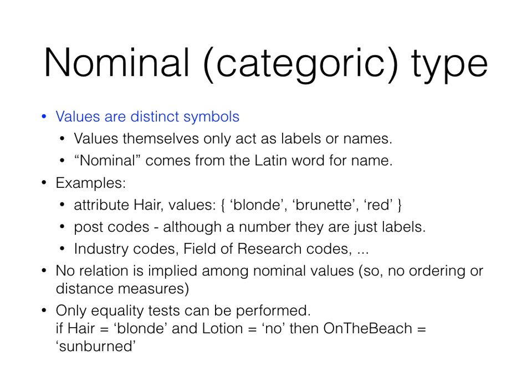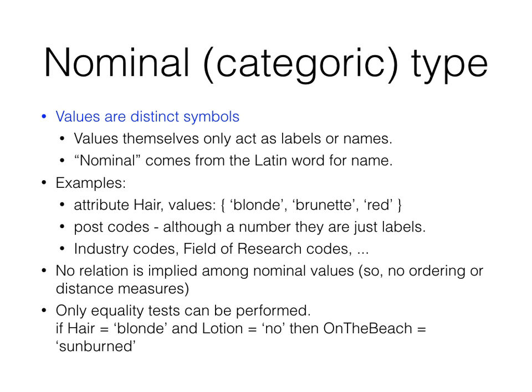The first one is nominal or categorical attributes. Here the values are distinct symbols. The values are labels, and nominal just comes from the Latin word for name. As an example, we might have the attribute hair, and it has the value blonde, brunette, or red. There's no relationship between these. We can't say blonde is better or bigger than brunette. It's just different to brunette. Same with postcodes. Even though they're numbers, they're really labels. We can't say that a postcode having a larger value than another means anything. Industry codes or field of research codes are similar.